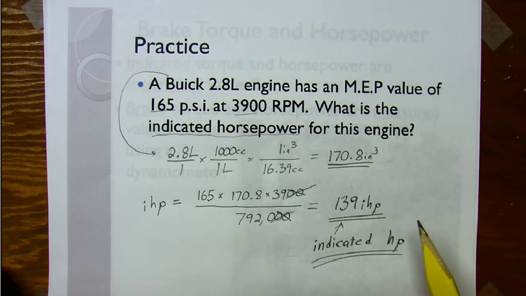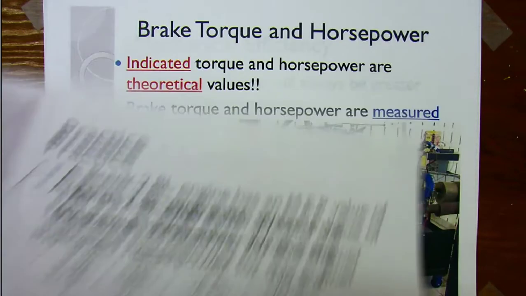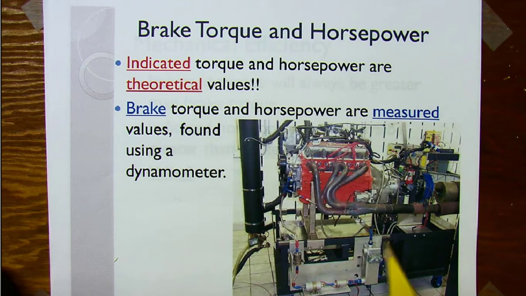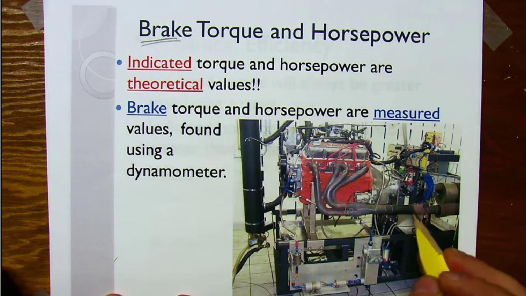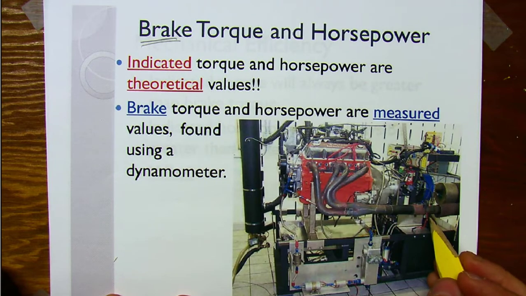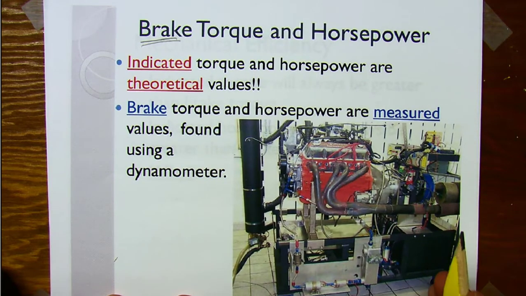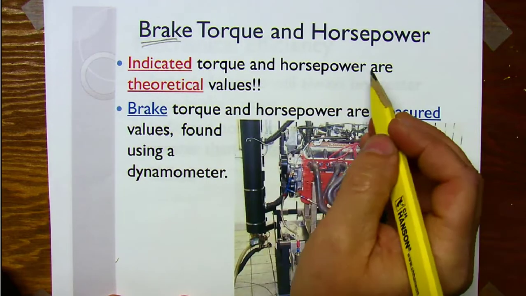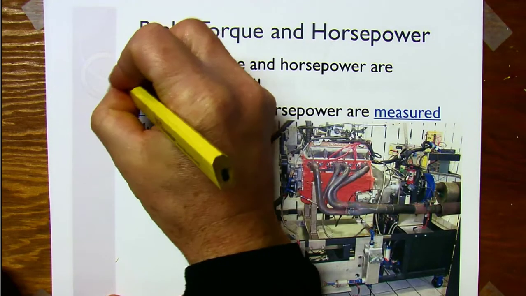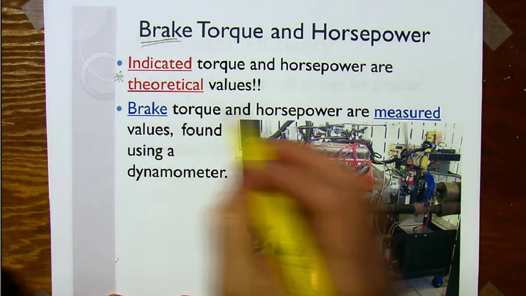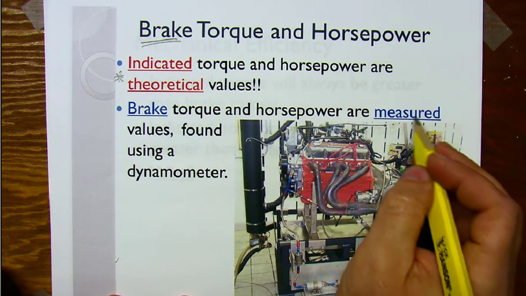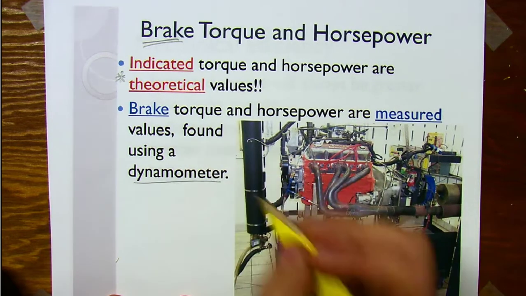Before we go on, I just want you to make sure that you recognize that term, indicated. So that's the theoretical horsepower. That's not what you actually measure with a dynamometer. When you put an engine on a dynamometer, what you're measuring is what's called the brake values, because sometimes a dynamometer is called an engine brake. Okay, so here's the thing. Indicated torque and horsepower values are theoretical. That's what the computer says, or what the math says that the engine should make. The brake torque and horsepower are what you actually measure on a dynamometer.